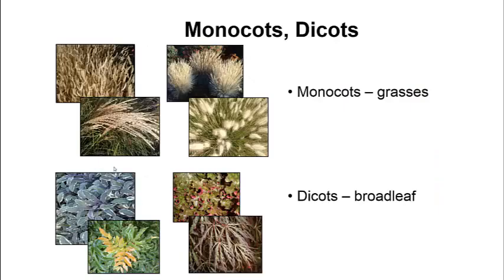So this slide just shows some examples of the monocot grasses and a variety of different broadleaf plants. These plants are different enough in their biology that herbicides have been created to deal with them separately. So you can get a selective herbicide that doesn't normally kill grasses but would harm broadleaf plants.